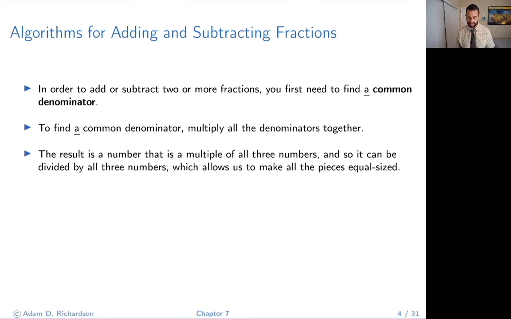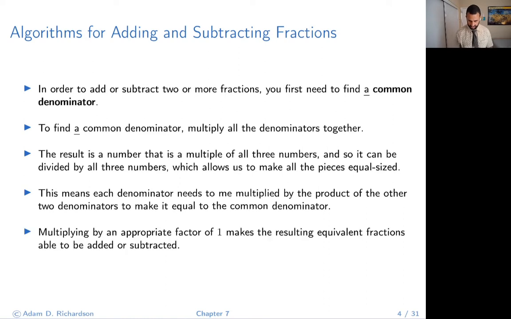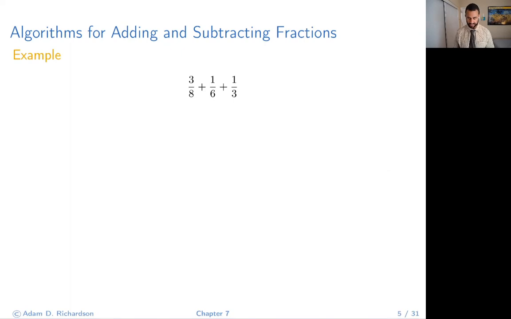So the result is a number that is a multiple of all three, or any numbers, I suppose I should have written there. And that means it can be divided by all three, and that allows us to make the pieces equal size. So that's the goal, making the pieces equal sized. There we go. So we've got an example coming up here. Multiplying by an appropriate factor of 1 makes the resulting equivalent fractions able to be added or subtracted. So let's look at an example.